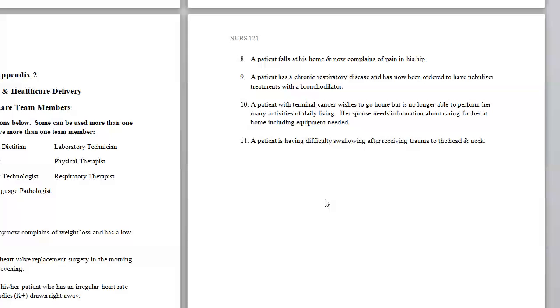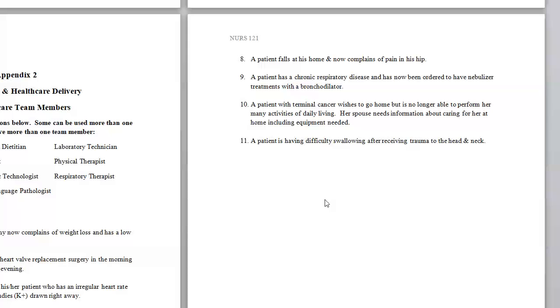Number 10, a patient with terminal cancer wishes to go home but is no longer able to perform her many activities of daily living. Her spouse needs information about caring for her at home, including equipment needed. That would be the social worker. Very good. And number 11, a patient is having difficulty swallowing after receiving trauma to the head and neck, and that would be the speech language pathologist. You guys did very good with that.